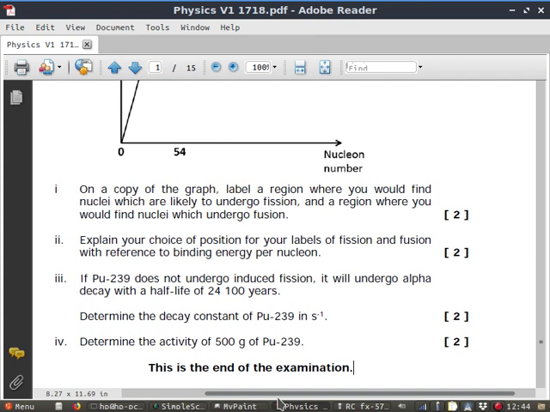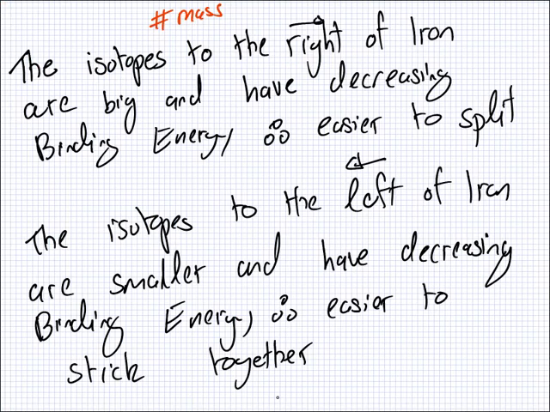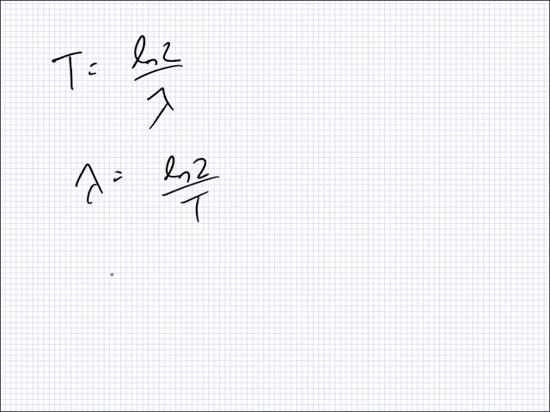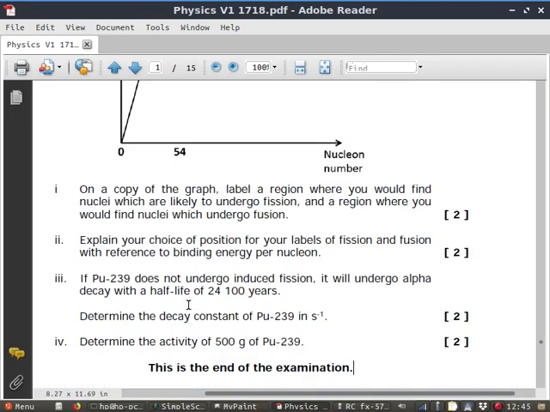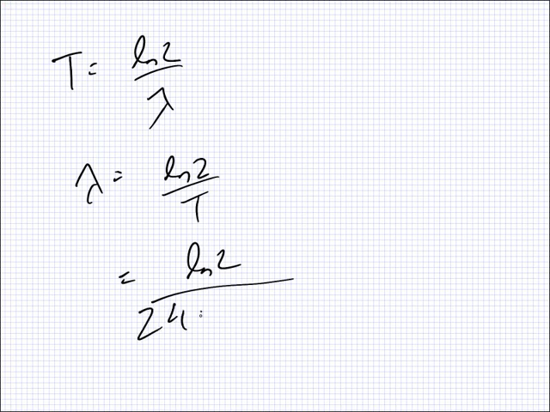If plutonium does not undergo fission, it will undergo alpha decay. What's the decay constant? I only find the half-life formula. Yeah, so you have T equals log 2 over lambda. So lambda is log 2 over T. You should use seconds, it's better.